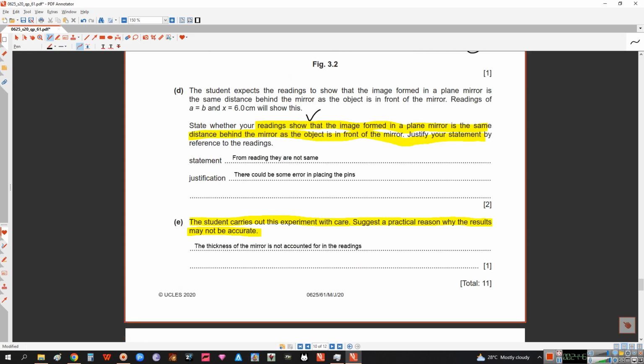And as you can see, I just said that there could be some error in placing the pins, and now you can add further to it, because the thickness of the mirror itself is not accounted for, right? And that's the same thing you just answered in the next part. So that's how you can simply manage to answer this question easily, right? So that is why the readings are not same as per the statement. From the reading they are not same, right? So how do we justify it? There could be some error in placing the pins because the thickness of the mirror itself is not accounted for.